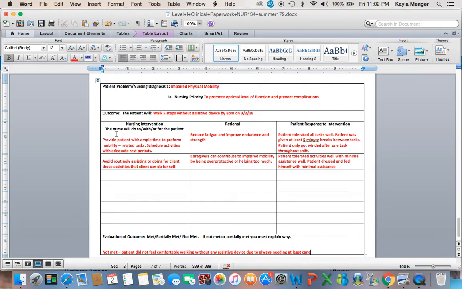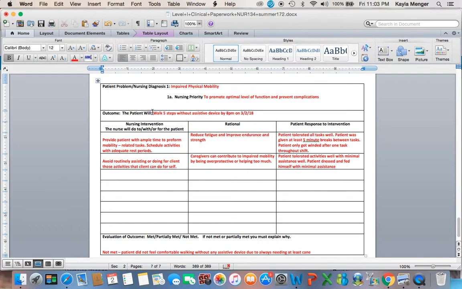The nursing intervention is going to be in the plain text, just regular writing. The rationale is going to be in the italics. And then, of course, the response to the intervention is how the patient responds to you performing the task with the scheduled rest period to make sure that they don't get tired. So that's just how they tolerate it.